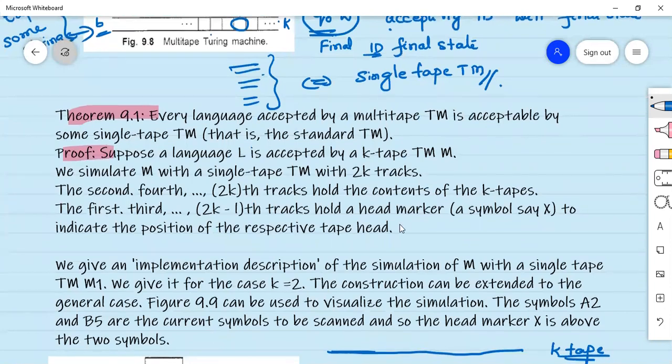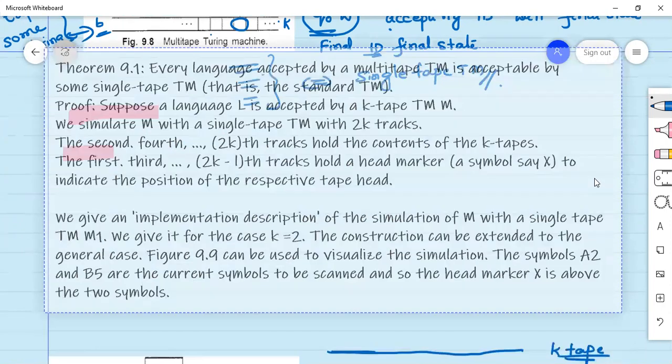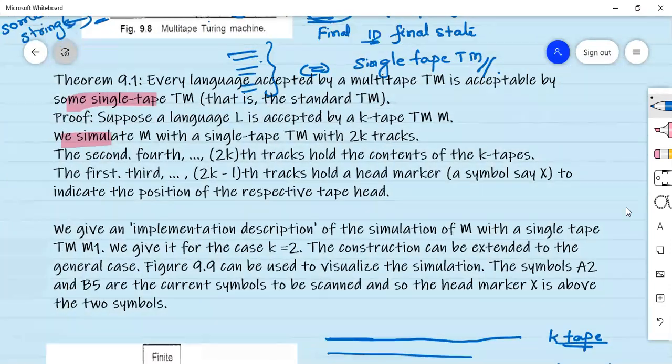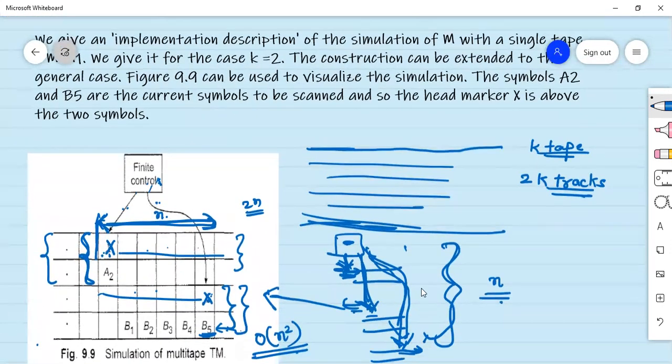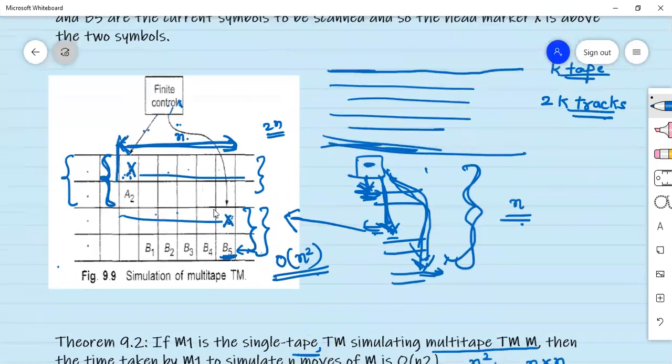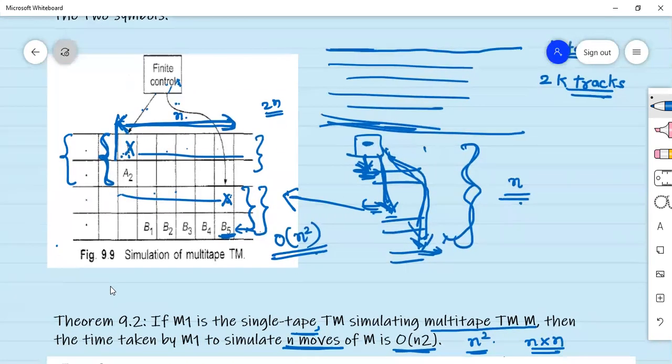And then we also talked about how a language accepted by a multi-tape Turing machine is also accepted by some single tape Turing machine. For this, we simulated the multi-tape Turing machine by a single tape Turing machine which has multiple tracks, and two tracks are used for one ID: one for storing the symbol, and the second to store a marker which represents the read and write head of the multi-tape Turing machine.